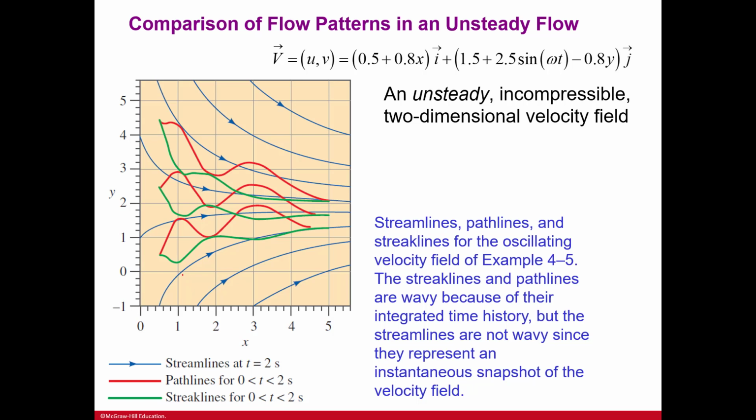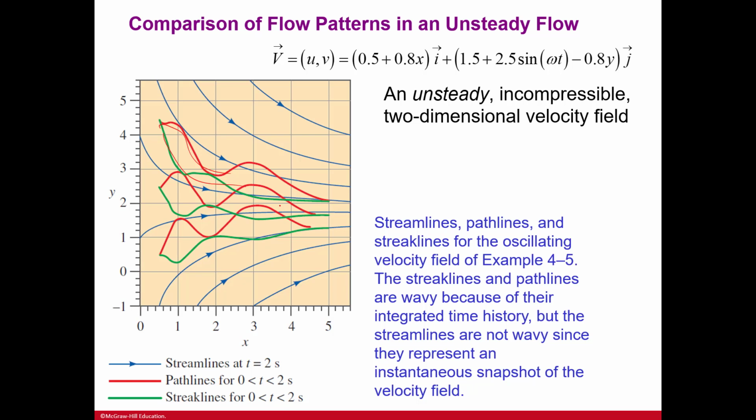But when you start looking at path lines and streak lines over time, right? Not an instantaneous look, but over time, then you have this drastic difference where they're just all over the place. Streak lines and path lines are wavy because of their integrated time history, but the streamlines are not wavy since they represent an instantaneous snapshot of the velocity field.